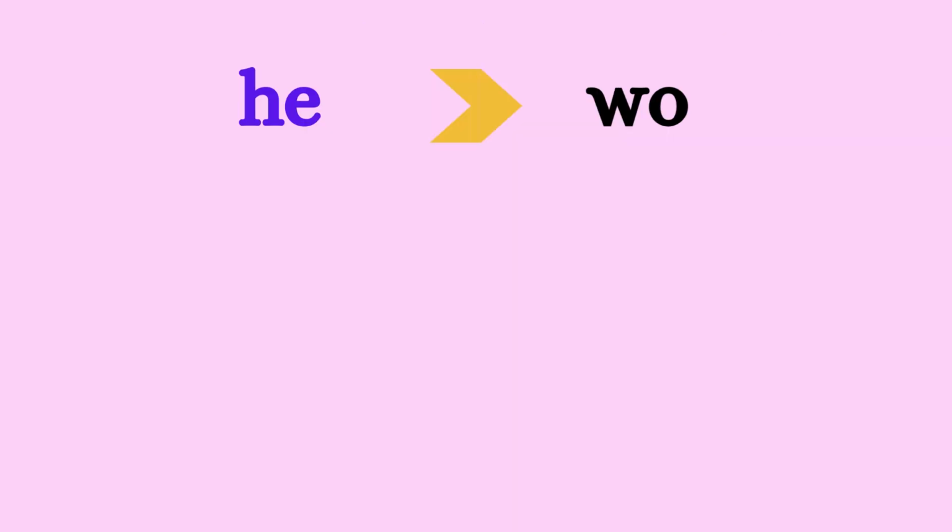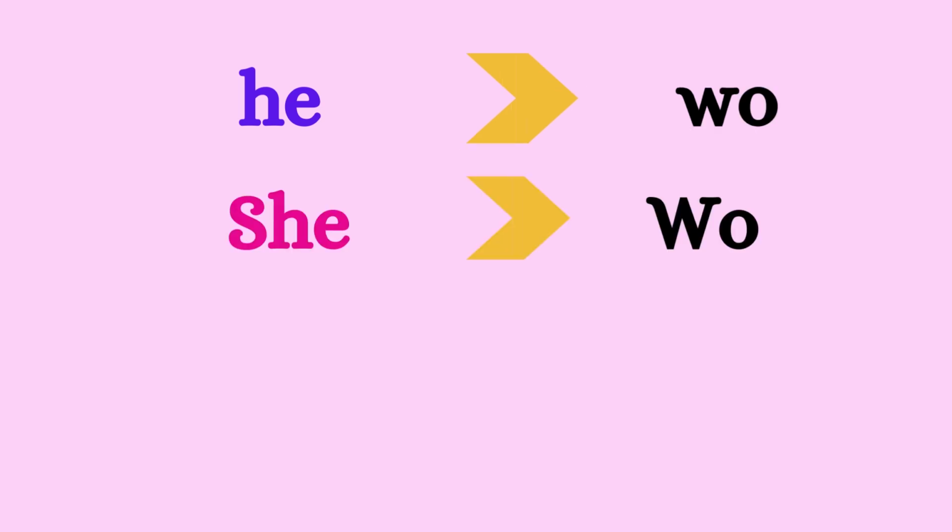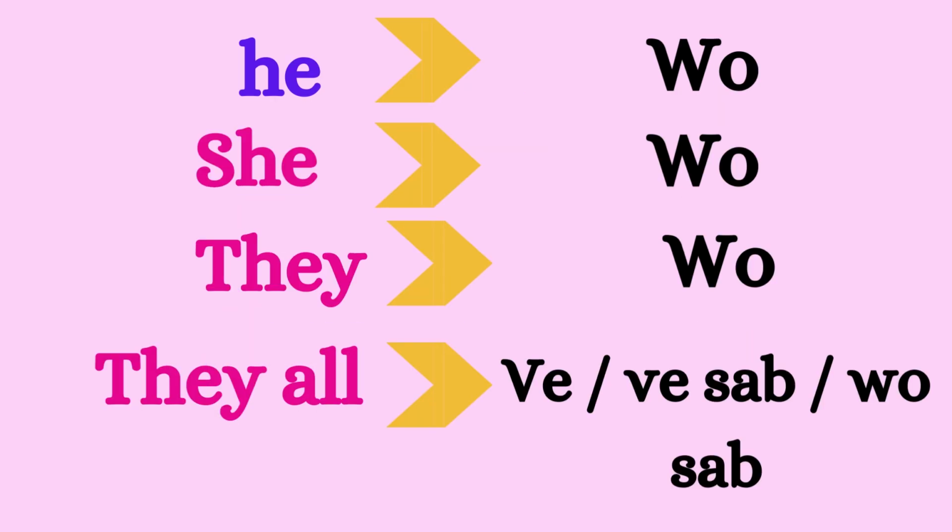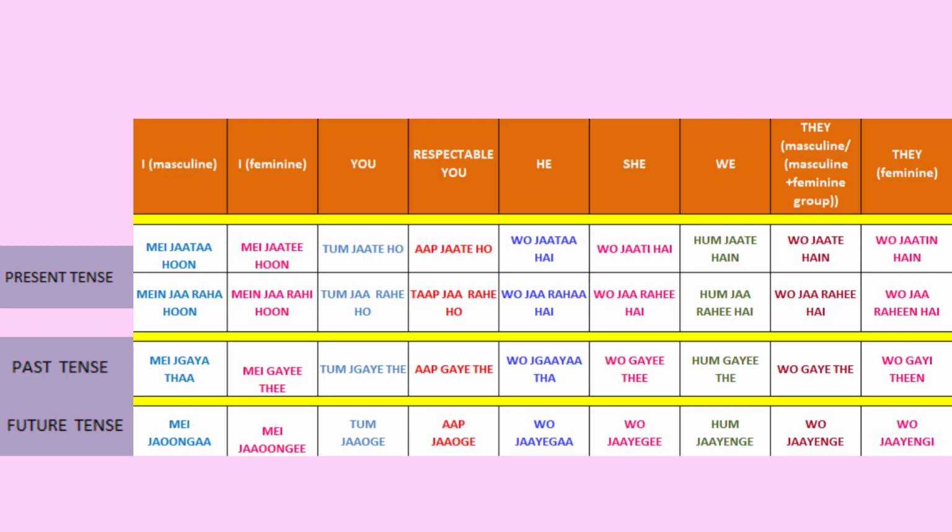Then comes he, it is wo. The personal pronoun for she is also wo. For they is wo, and for they all is ve or ve sab or wo sab. All three are correct. So friends, once you know these pronouns, it will be easier for you to conjugate the verb accordingly.